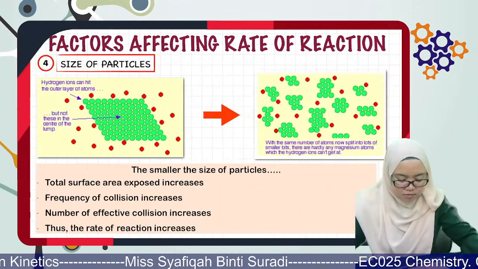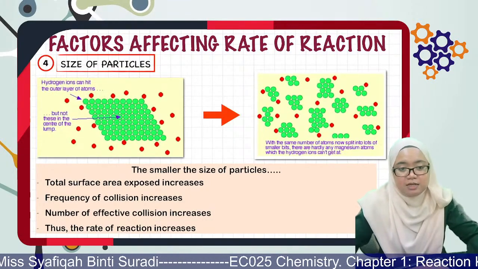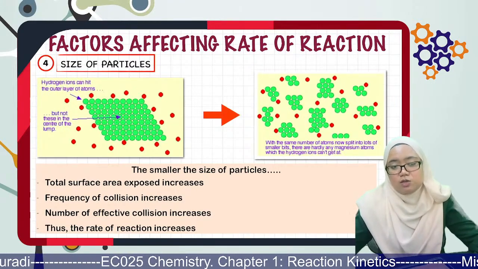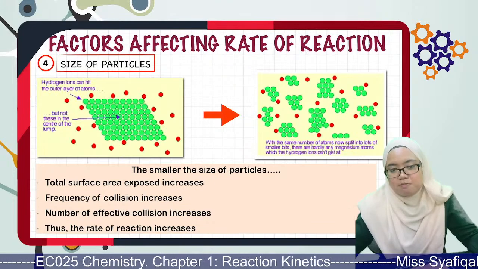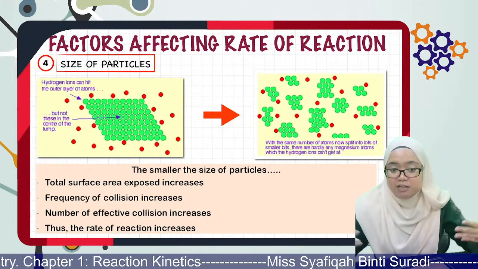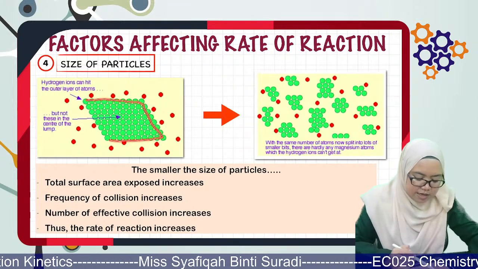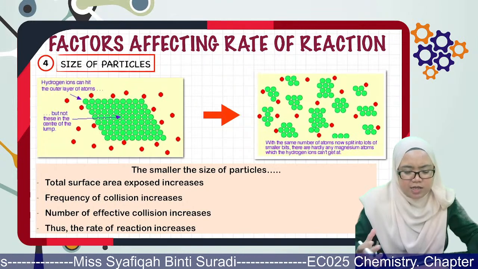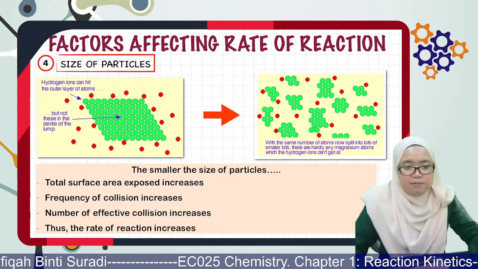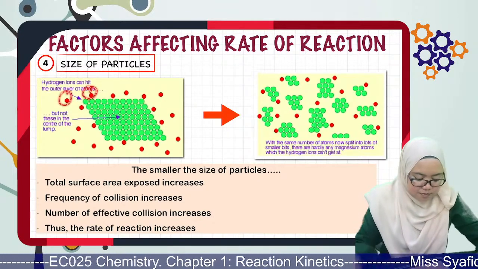Okay. Okay, last factor is size of particle. Okay, size of particle ni dia kena mengenai dengan total surface area. So kalau size of particle kecil, means that the total surface area that will expose akan makin increase lah. Kita tengok contoh ni, kita ada satu macam chunk of metal kat sini, mungkin metal ke apa kan, dia besar. Okay, and then kita ada hydrogen ion ni kat sini.